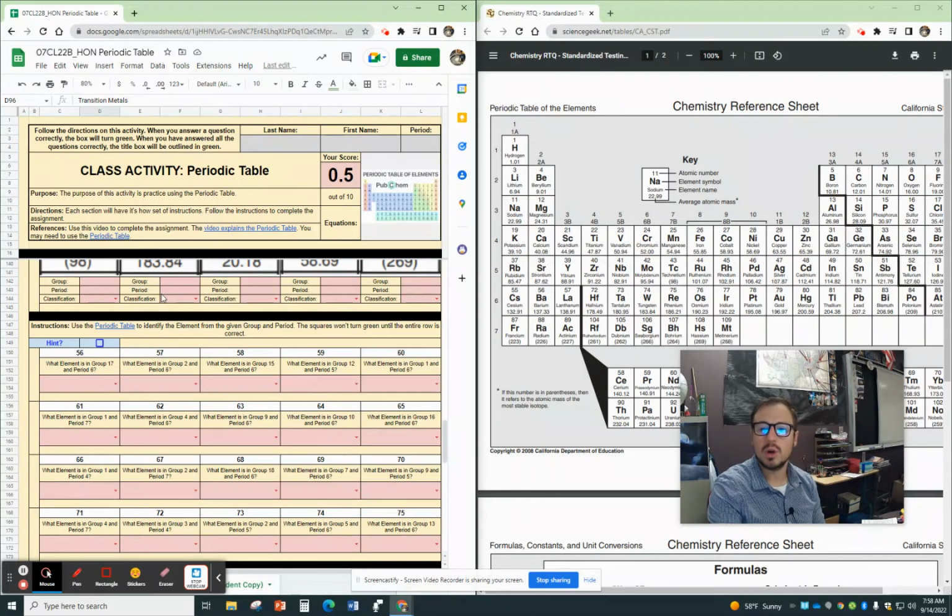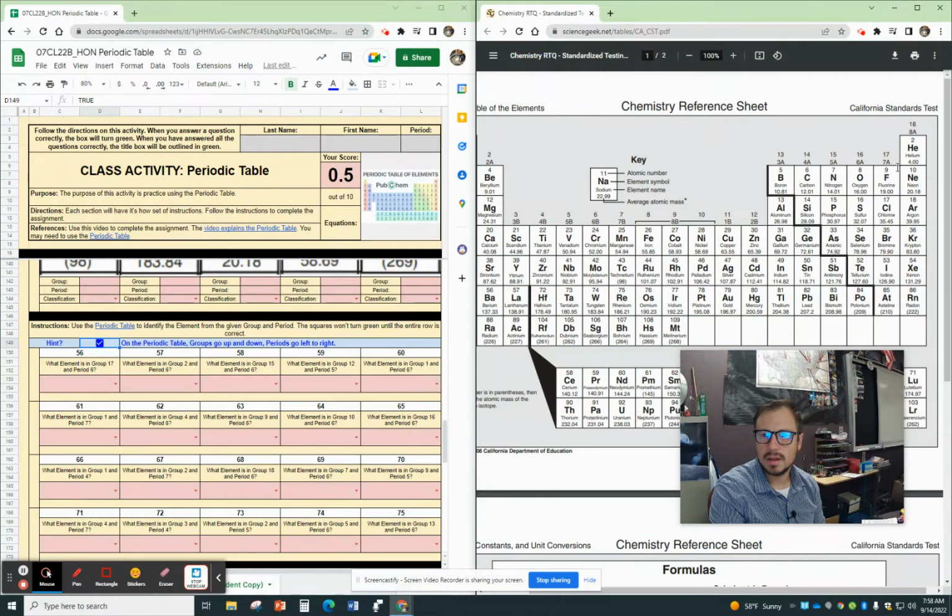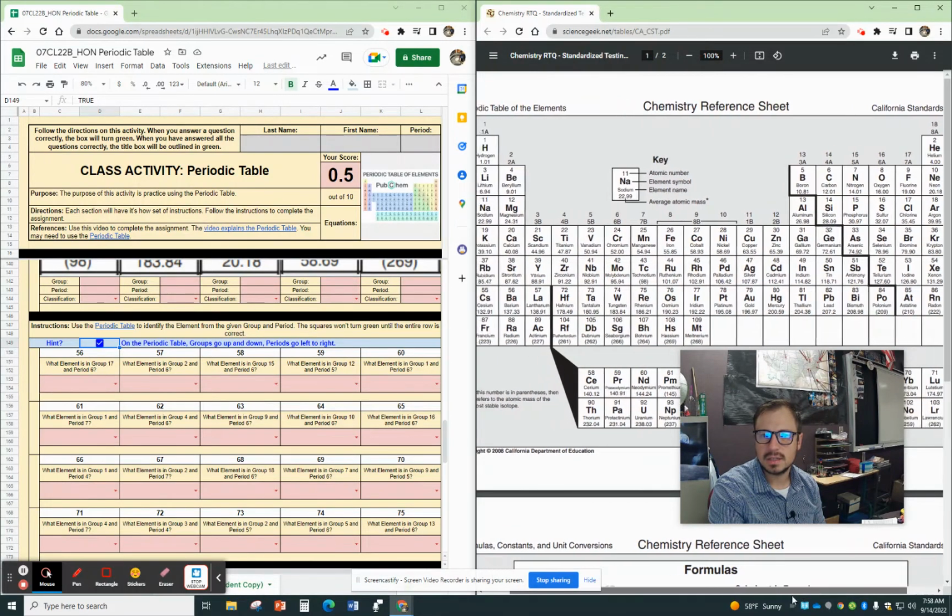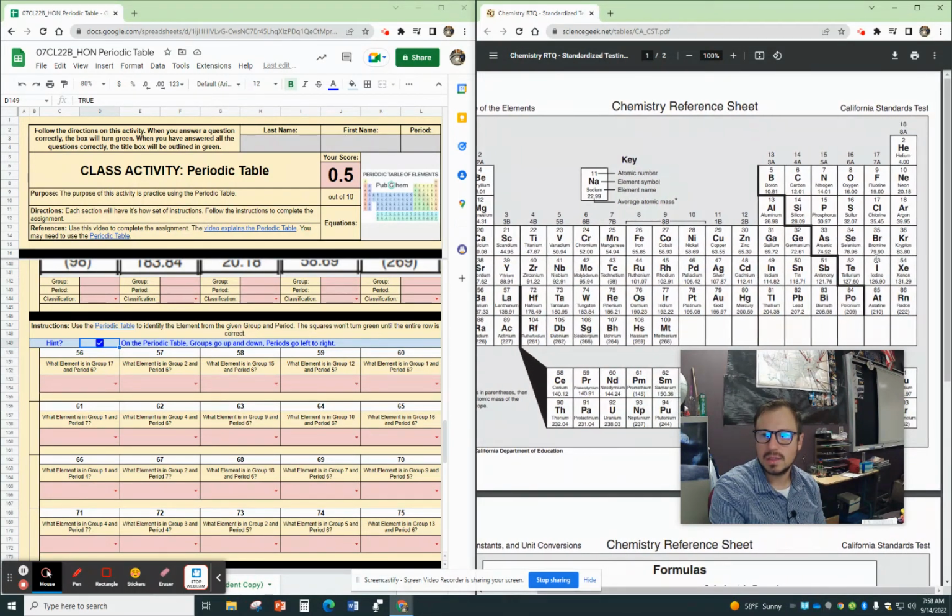Now this next one, we're going the other way. You're given a group and a period, and you have to find out which element that is. So let's see with the instructions. It's the same thing. On the periodic table, groups go up and down, periods go left to right. So what element is in group 17 and period 6? So group 17, you can see here it's all the way to the right, and period 6 is 17 and 6, right? So it's astatine.